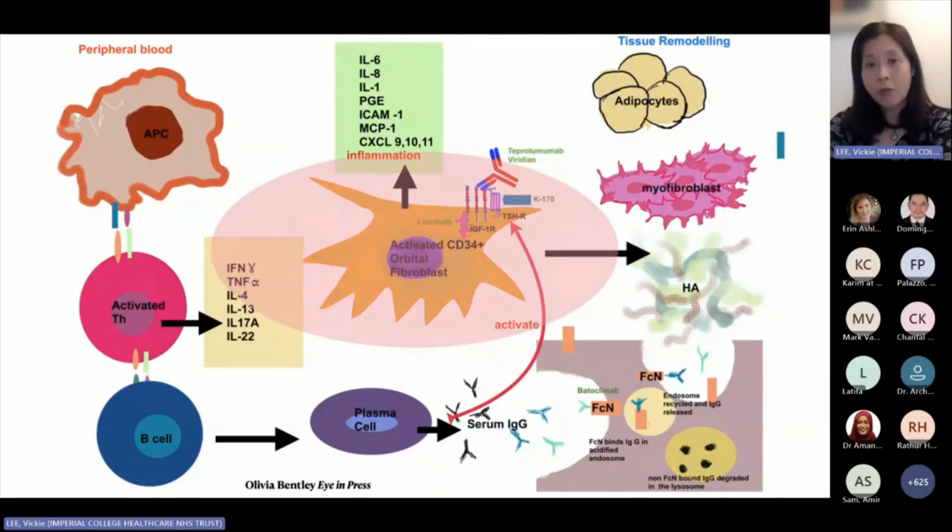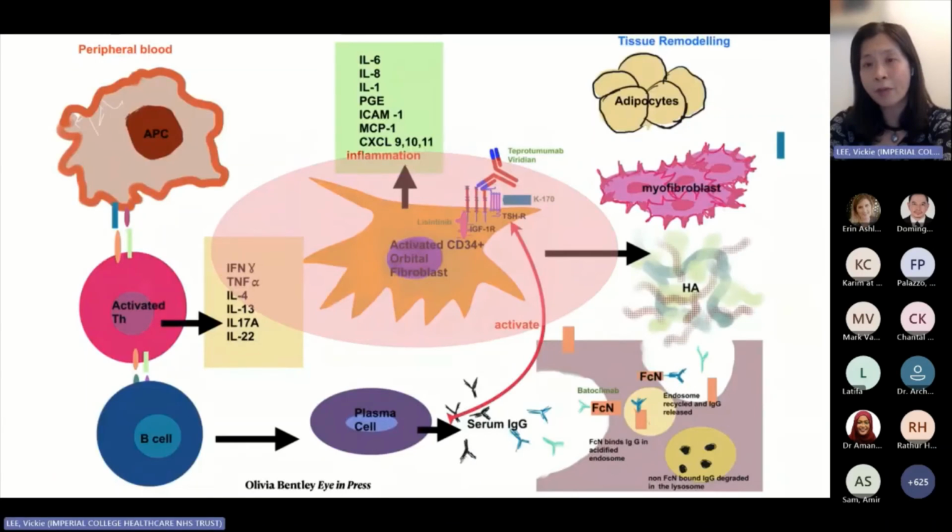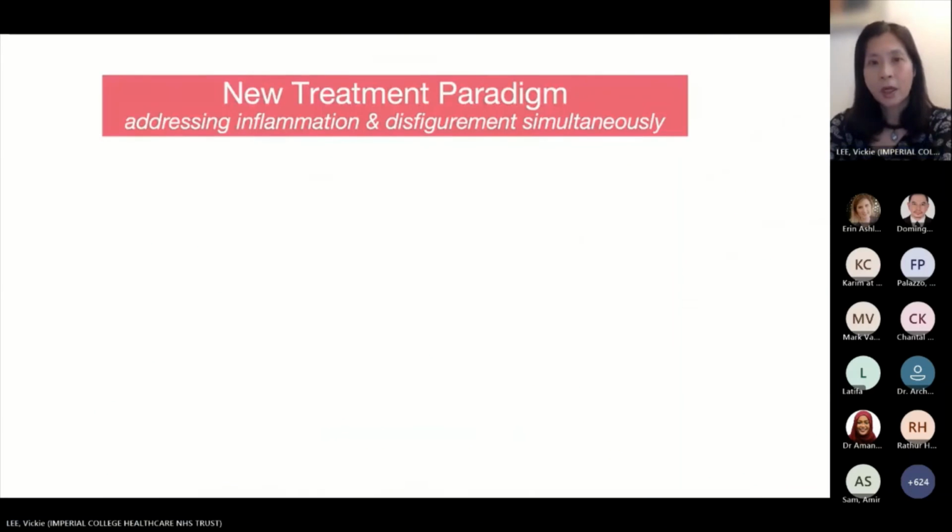We know that the orbital fibroblast is the target cell, and once it's triggered by the inflammatory cascade, goes on to adipogenesis, increased myofibroblast proliferation. And this leads to the pathophysiology of thyroid eye disease with proptosis, the crowding of the apex of the orbit, leading to optic neuropathy and corneal ulceration and double vision as well.